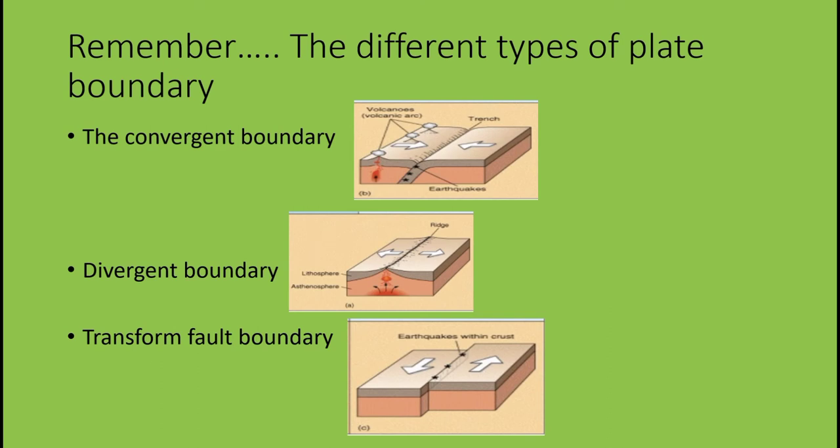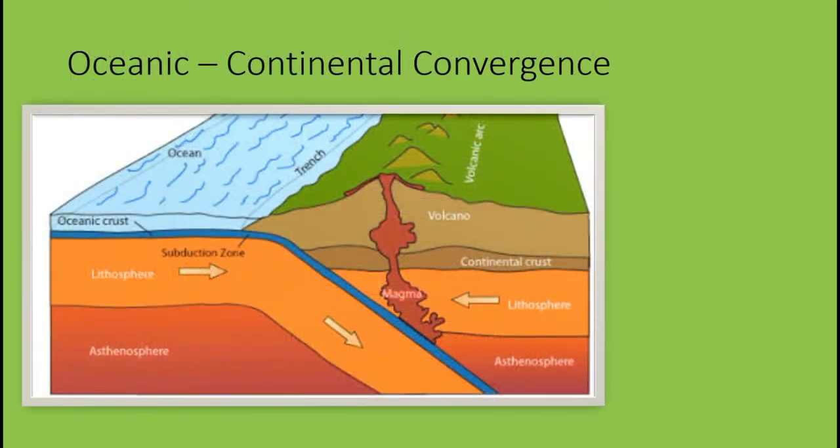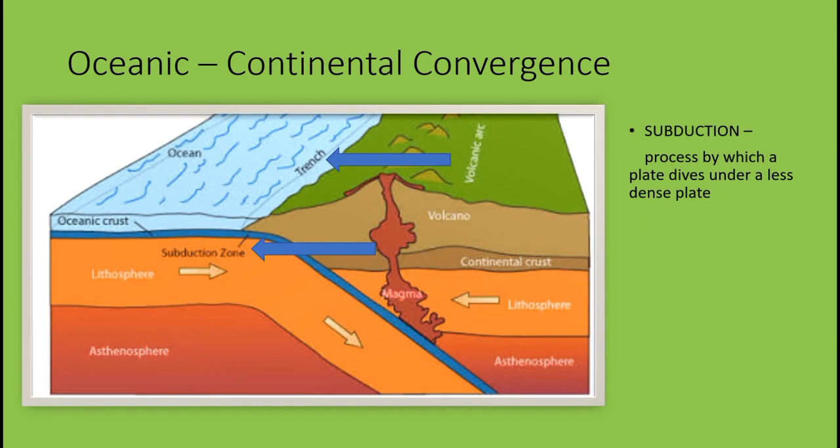When an oceanic crust converges with a continental crust, a crack between the crust and an underwater cold trench is formed. Since the oceanic crust has a greater mass due to the presence of water on it, its density also is greater. This causes it to dive down or subduct under the overriding plate, which is the continental plate. What do we mean by subduction? Subduction is the process by which a plate dives under a less dense plate.